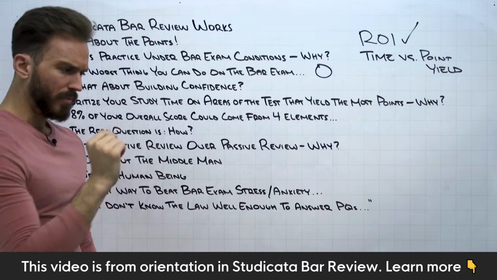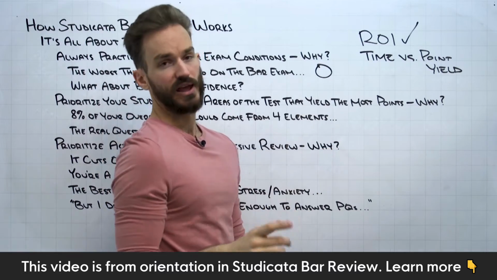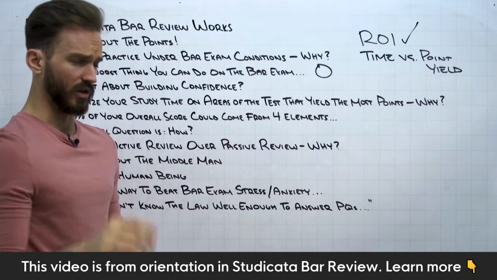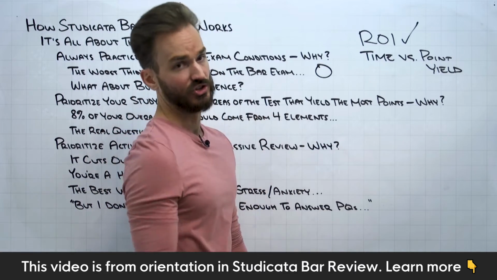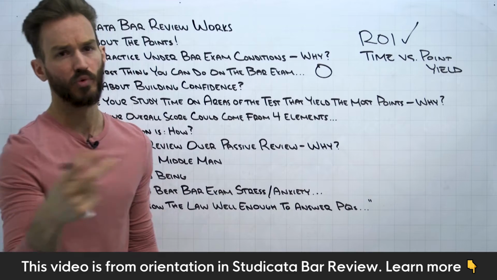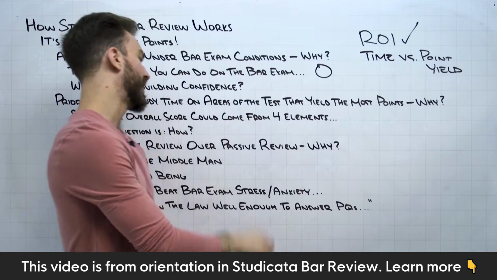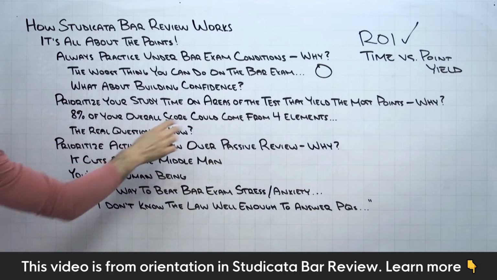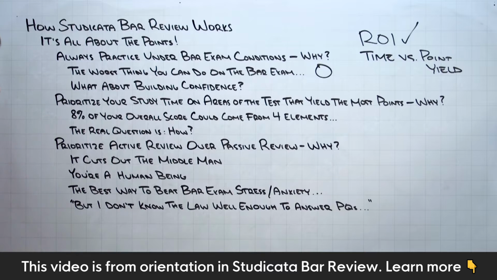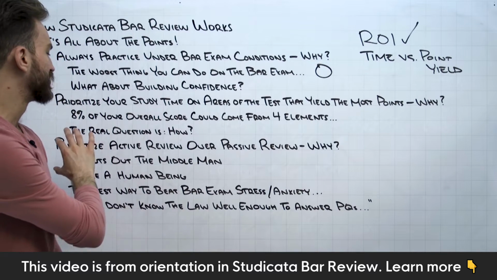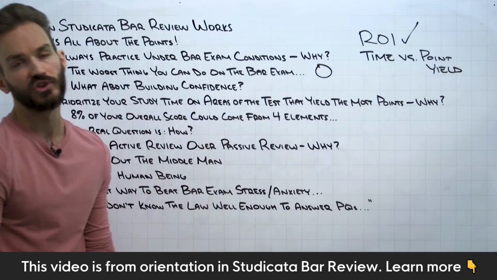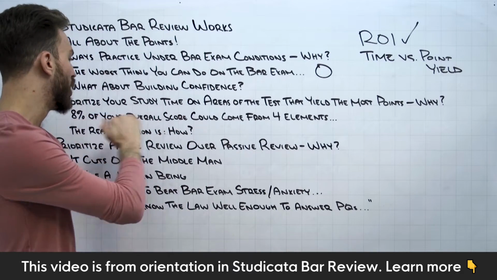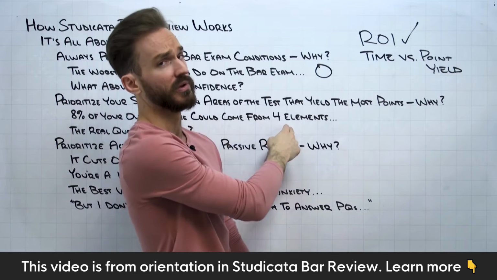Okay, but probably the most fascinating portion of frequency analysis is that it turns out certain areas of law within each subject are actually worth more points than others. For example, I have probably the most known illustration of this here on the board, where we say 8% of your overall score could come from 4 elements. What do we mean by this? And some of you may know what 4 elements I'm referring to.